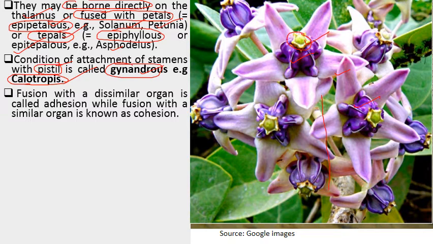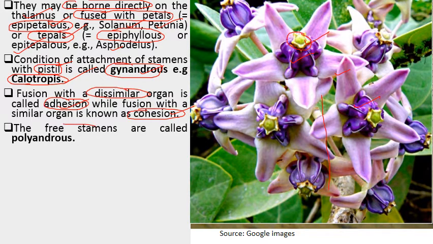Then fusion with a dissimilar organ is called adhesion. When dissimilar organs, that is when anthers fuse with the carpel, either with petals or with sepals, then we use the term adhesion for that condition. And the fusion with a similar organ is known as cohesion. For a similar organ, for example anther fused with anther, or stamen fused with stamen, then we use the term cohesion.